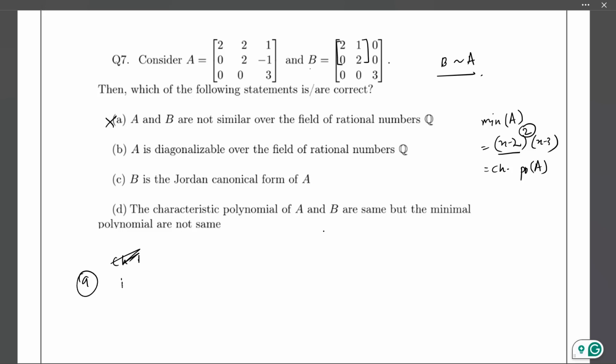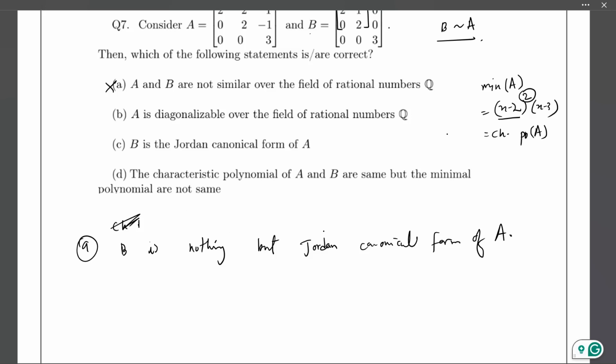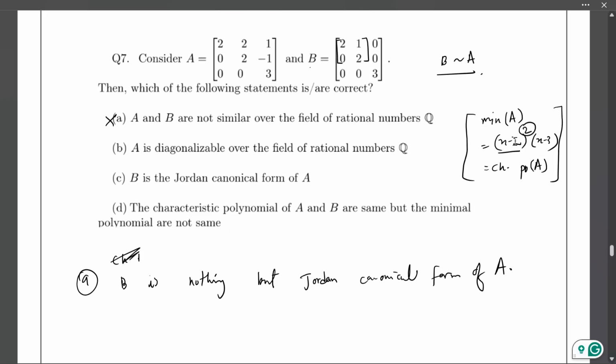So A is not similar is incorrect, because B is nothing but similar to the Jordan canonical form of A. So B is nothing but a matrix similar to A. You can write the Jordan canonical form. It is a unique matrix coming out like this. For 3, you will get a 1 cross 1 block because it is power 1. For 2, you will get a 2 cross 2 block, and no extra block will come. That is why it is unique.